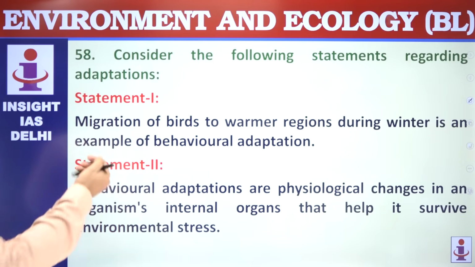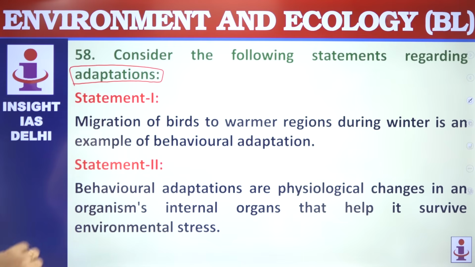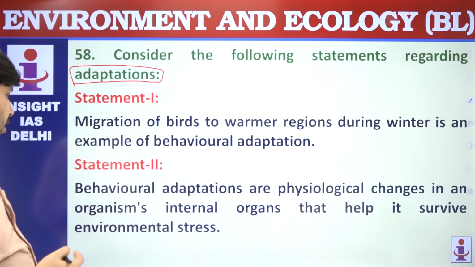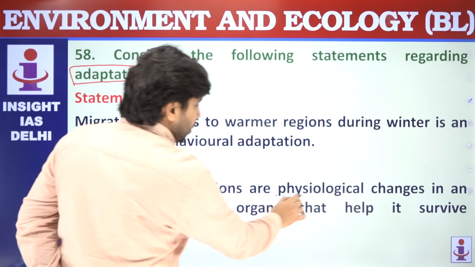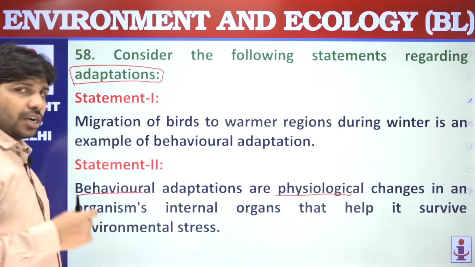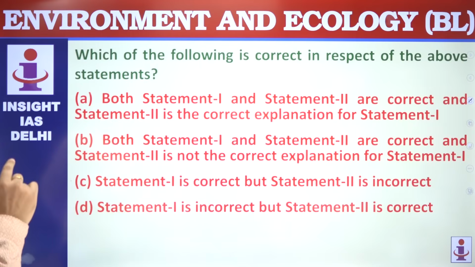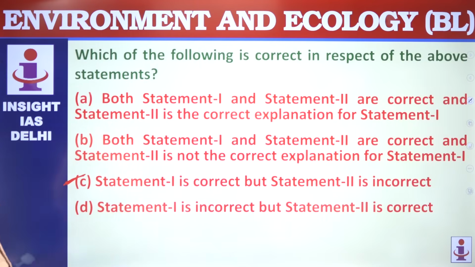Migration of birds. This question is again regarding adaptation. Migration of birds to warmer regions during winter is an example of behavioral adaptation. Behavioral adaptations are physiological changes in an organism? Behavior and physiological changes are different. So statement 2 is not correct, statement 1 is correct, option C is your correct answer.